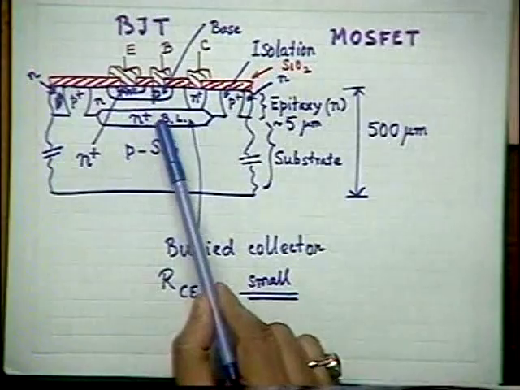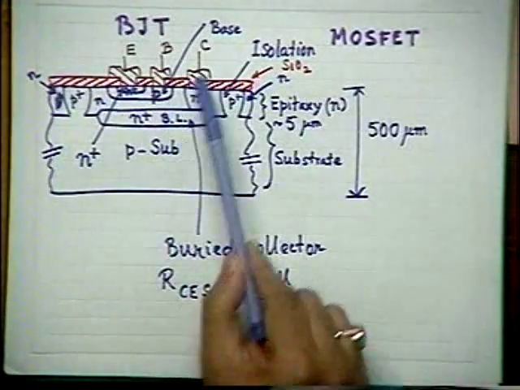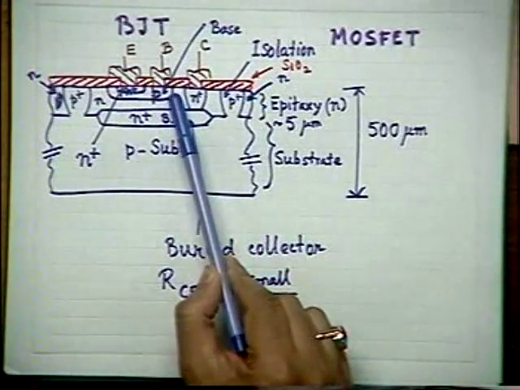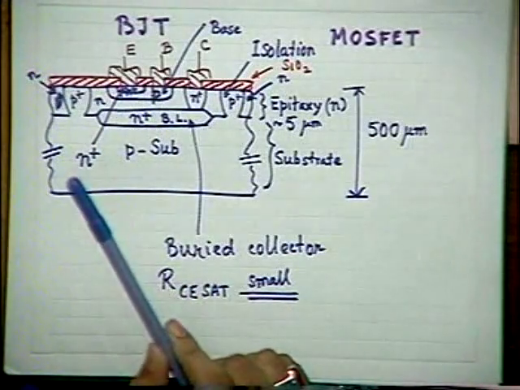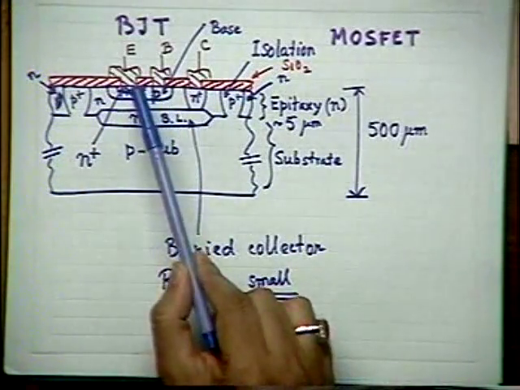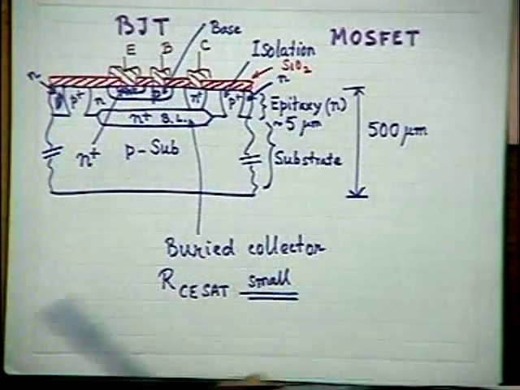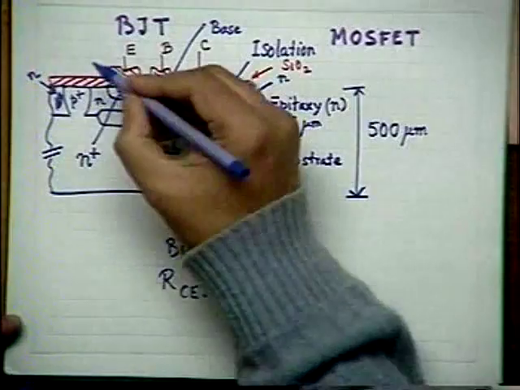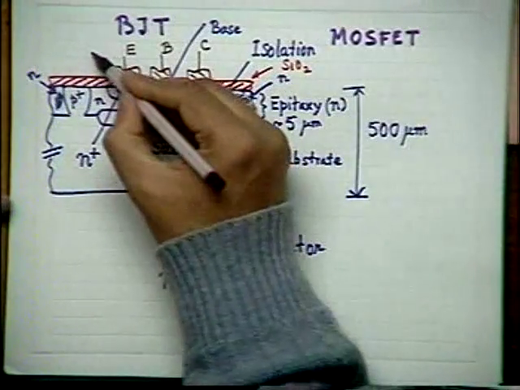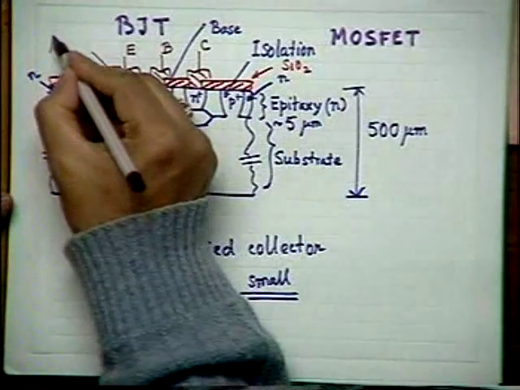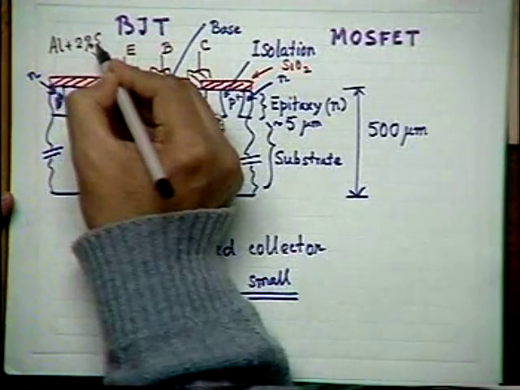So within the collector we have a P-type diffused layer called base, and then within the base we have an N plus diffused or implanted layer called emitter. And ultimately we have to get contact. So what we do, we deposit a suitable metal, normally aluminum silicon. This metal is usually an aluminum silicon alloy. In today's technology, it is aluminum plus around 2% silicon alloy.